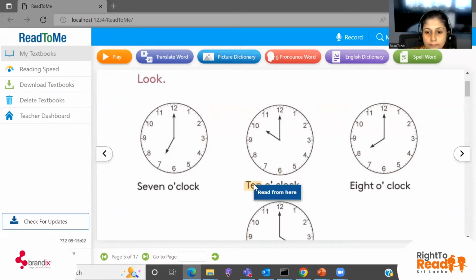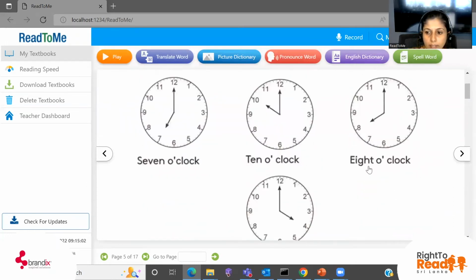Now look at the second one. 10 o'clock. It's sharp at 10. Now see where the short hand is. It's on number 10 and the long hand is on number 12. Next one, 8 o'clock. The short hand is on number 8 and the long hand is on number 12.